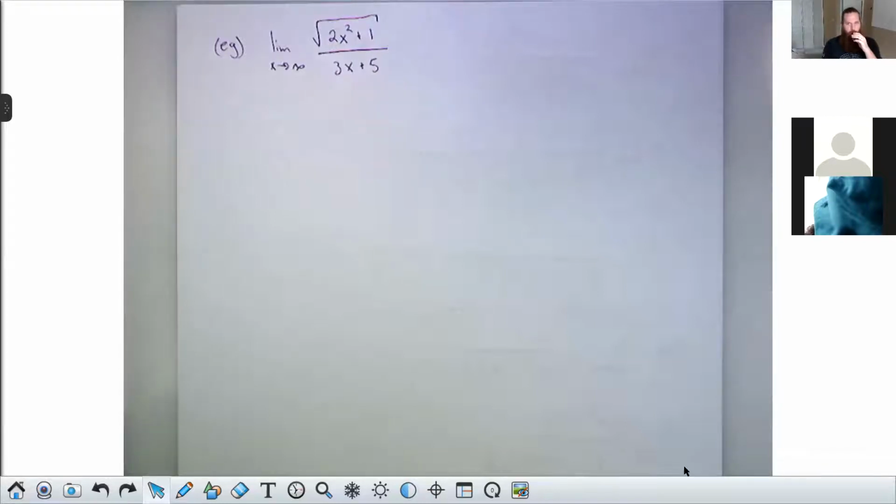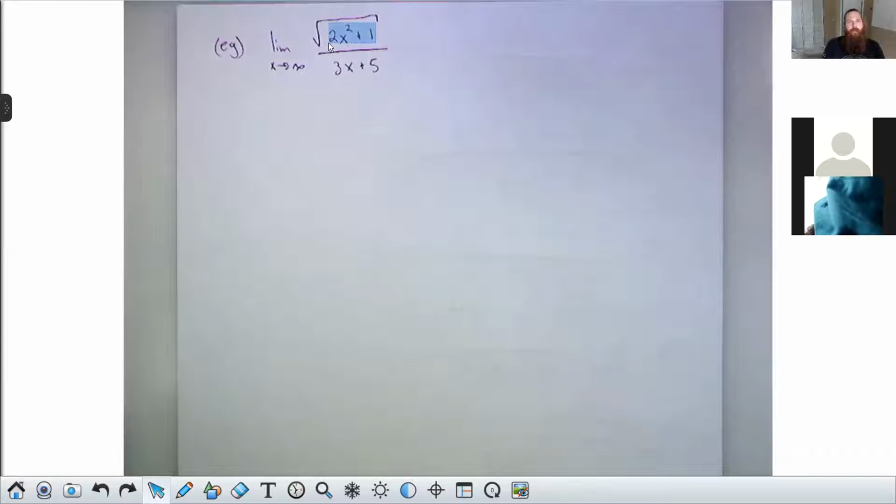Would you multiply by the highest power, or would you multiply the top and the bottom? So I'd like to try that renormalization trick, and that's exactly what you said. We want to try and divide top and bottom by the largest power, just like we did in the previous two examples. The catch here is that your largest power of x is found underneath this square root.